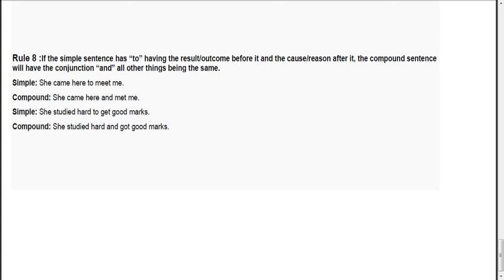That's all. So far we went through rules up to rule 8 for simple to compound transformation. It's all for today's class.